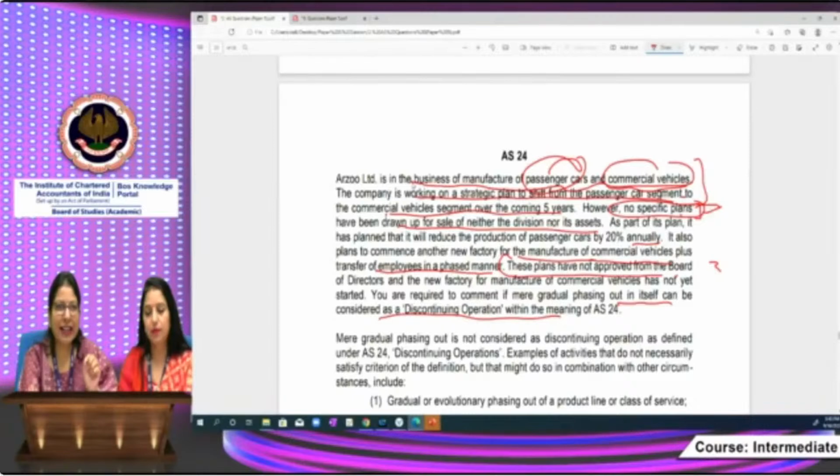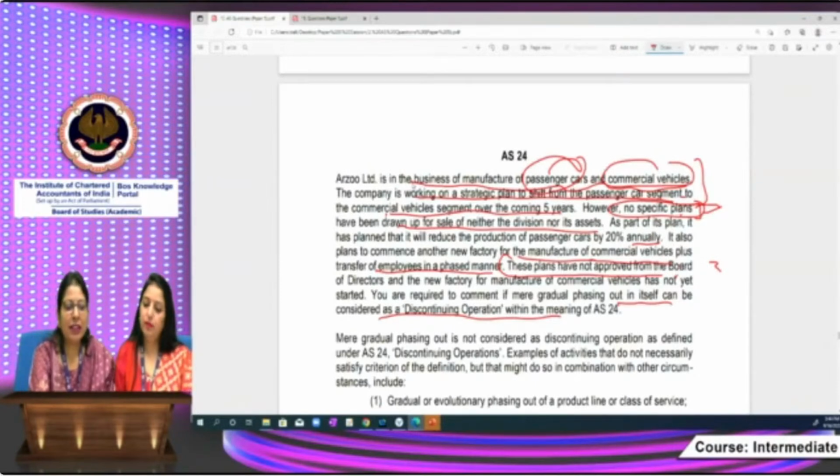It was a concrete, time-bound plan: in the first year we will reduce our production by this much percentage, in the second year by this much percentage, and by the third and fourth year, in a phased manner, we will completely stop the production of passenger cars and increase the production of commercial cars. So that plan is missing over here, and it will not be considered a discontinuing operation.